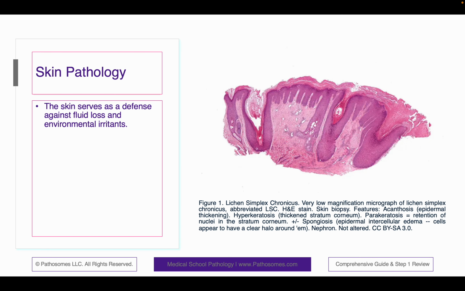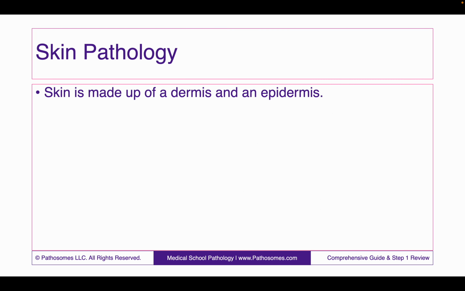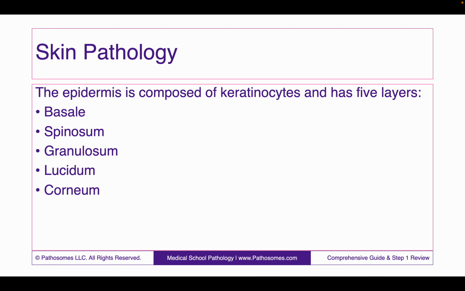Now, skin pathology. The skin, as we know, serves as a defense against fluid loss and environmental irritants. The skin is made up of a dermis and an epidermis. The epidermis is composed of keratinocytes and has 5 layers that you should know about: basale, spinosum, granulosum, lucidum, and corneum.